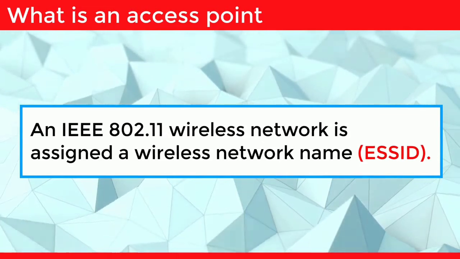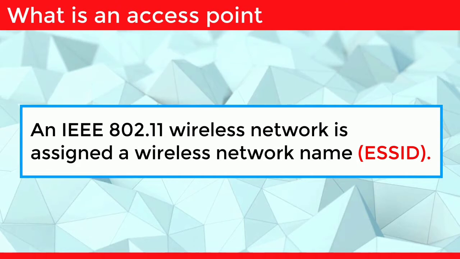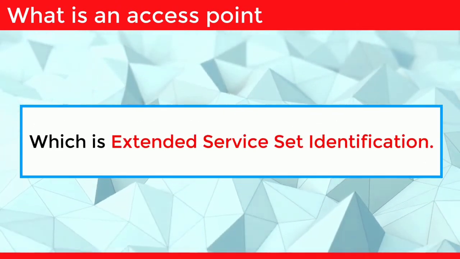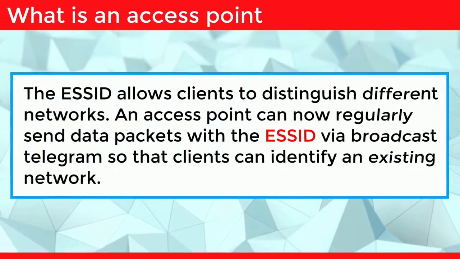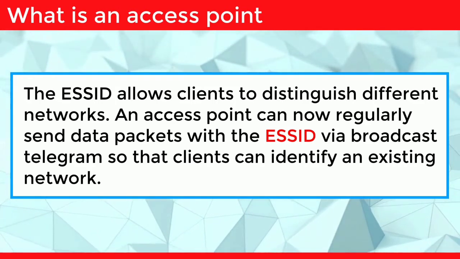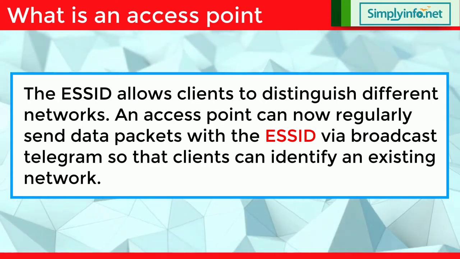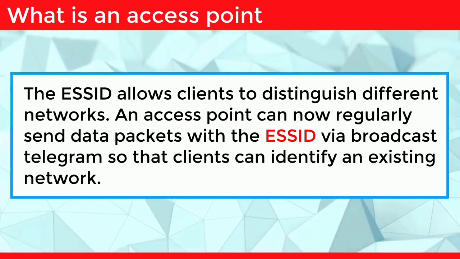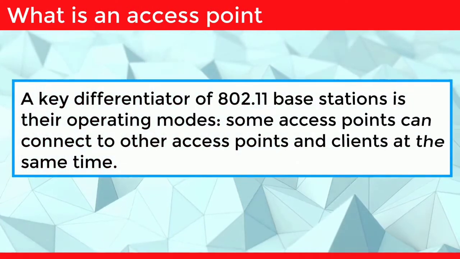An IEEE 802.11 wireless network is assigned a wireless network name, the ESSID, which is Extended Service Set Identification. The SSID allows clients to distinguish between networks. An access point can regularly send data packets with the ESSID via broadcast so that the clients can identify an existing network.